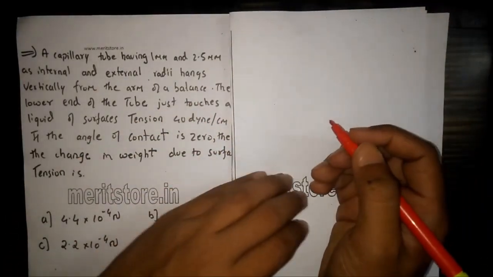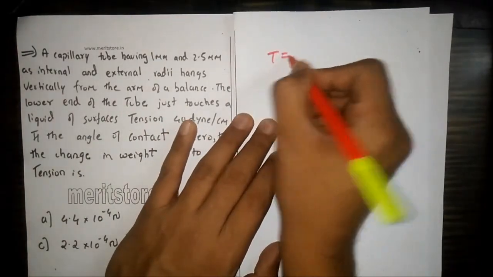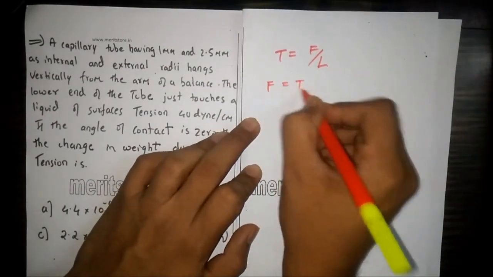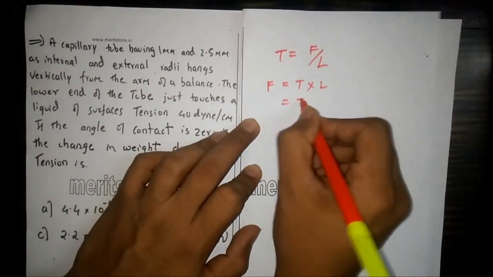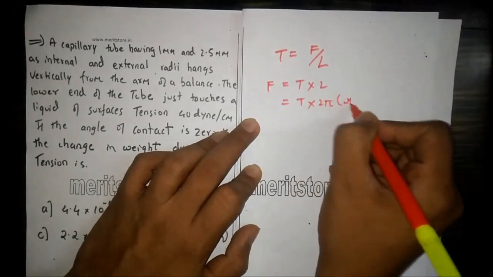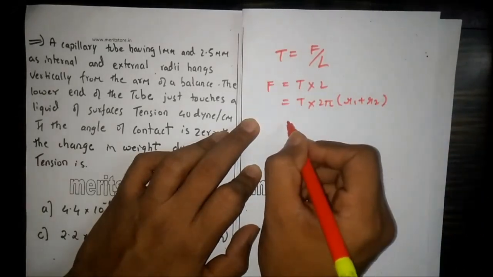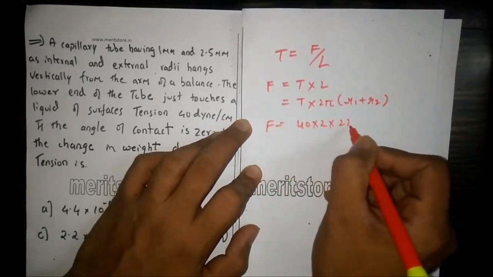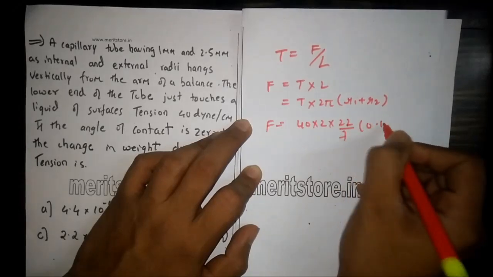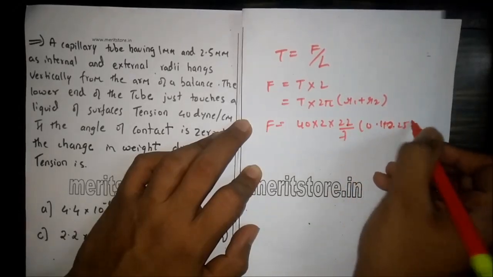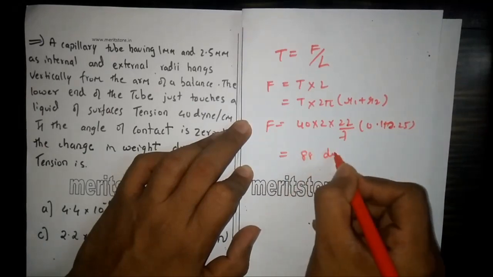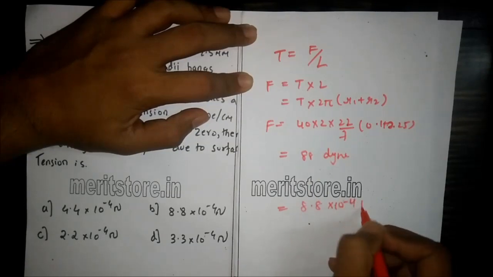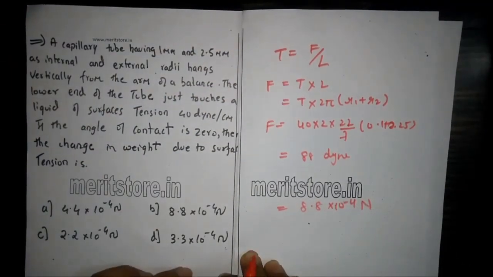Now we know that surface tension T is given by the formula T is equal to F upon L. Therefore, F will be equal to T into L, which is equal to T into 2 pi into R1 plus R2. Therefore F will be equal to 40 into 2 into 22 by 7 into 0.1 plus 0.25, which is equal to 88 dynes, which on converting into newtons will give 8.8 into 10 raised to minus 4 newtons. Therefore, here the correct answer will be option B.